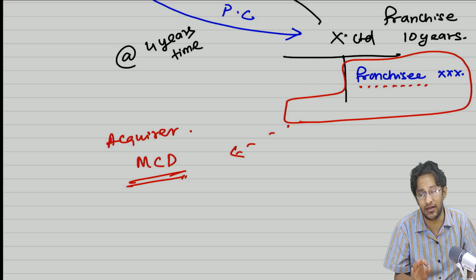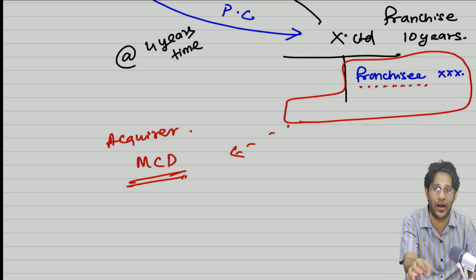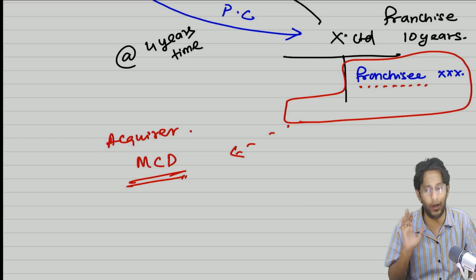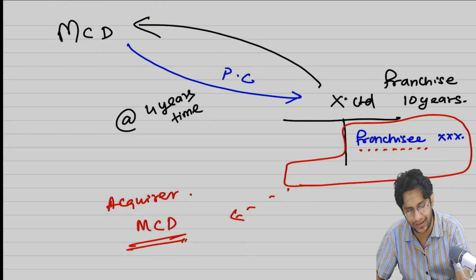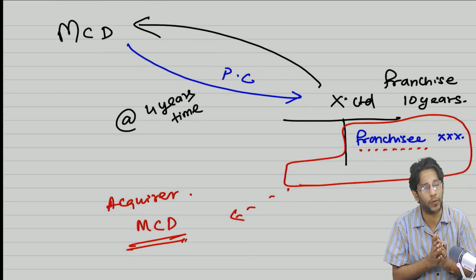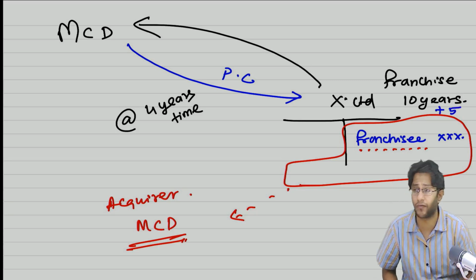So the standard says take it as an exception: recognize your own intangible asset, your own brand name, as an intangible asset in your books at fair value, ignoring the renewal rate. Suppose X Limited has a right like this. He initially paid money to us and he has a right to operate the franchise for a period of 10 years, plus he has a right to extend it by another 5 years.